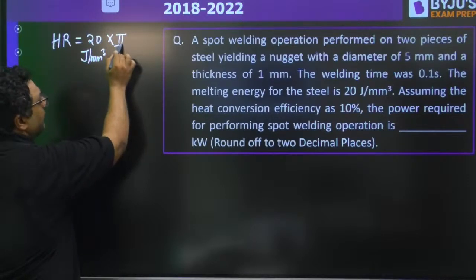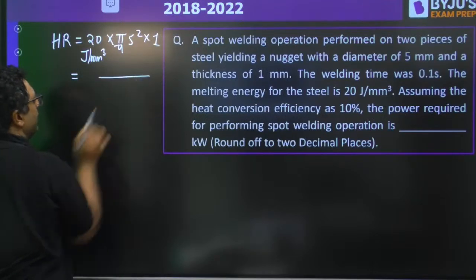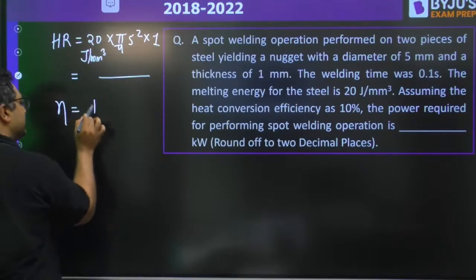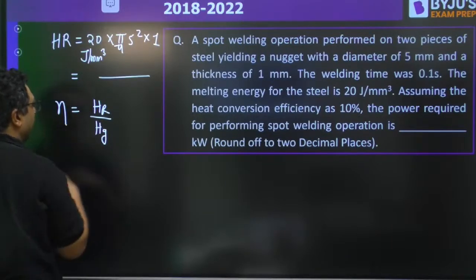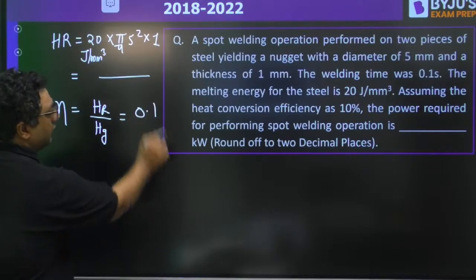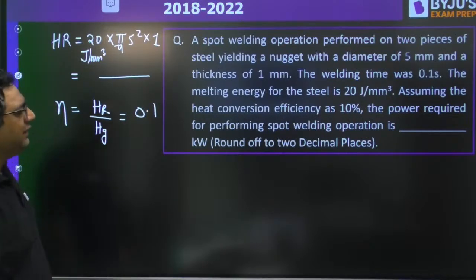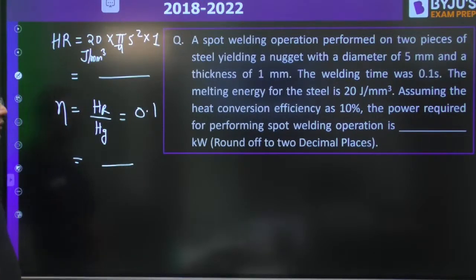Volume of nugget is pi by 4 d square into h. This will give you the heat required. Now you know the efficiency, heat required by heat generated, which is given as 0.1. Then the welding time is given to us, and you can find out the power. Power is heat by time. So solve it, you will get it.